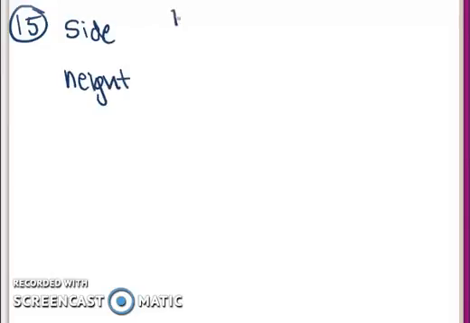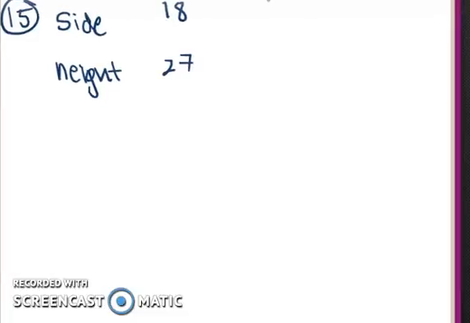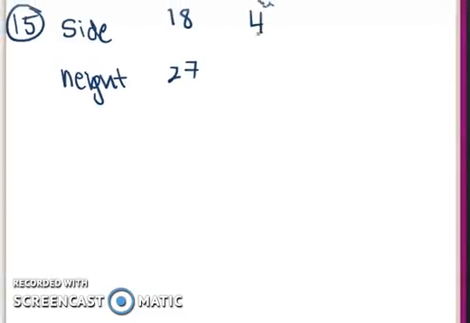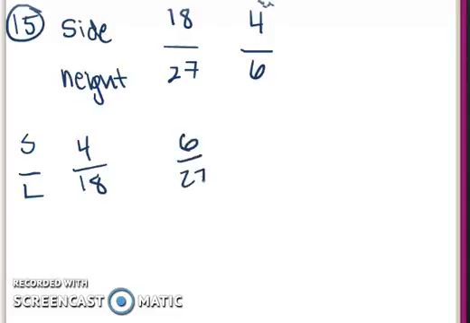Okay, so I have a side length of 18 to 27, and I have a 4 to 6. Okay, so these should be proportionate to each other, so if I fully reduce these fractions, I should get my scale factor essentially. Okay, I can either compare them to one another, so let's do that. So I'm going to go from small to large here, and we're going to get 4 to 18, and we're going to get 6 to 27. And just by looking at these, we can go ahead and break them down.